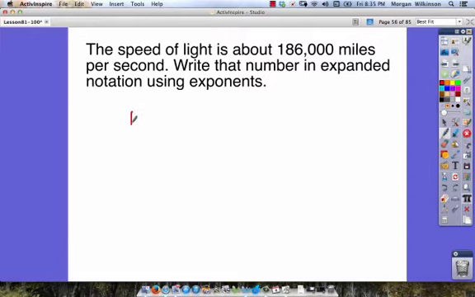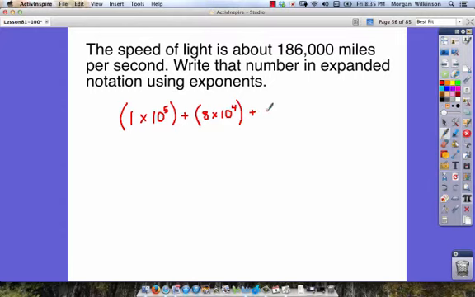So we're going to have 1 times, well, the 1 is in the hundred thousands place, so we're going to have 1 times 10 to the fifth power, because 10 to the fifth power must be 100,000. Then to that we're going to add 8 in the 10,000s place, so we're going to have 8 times 10 to the, well, if it's in the 10,000s place, we must have fourth power.